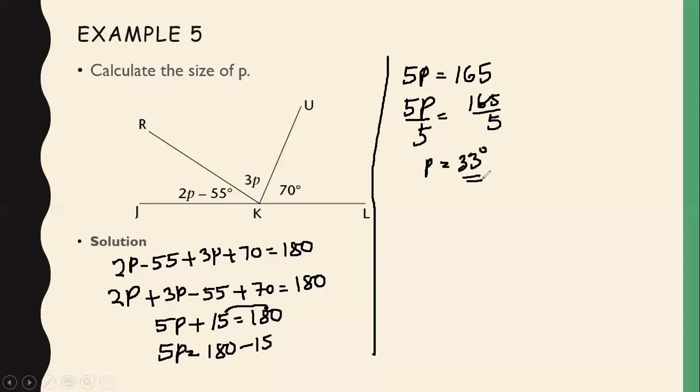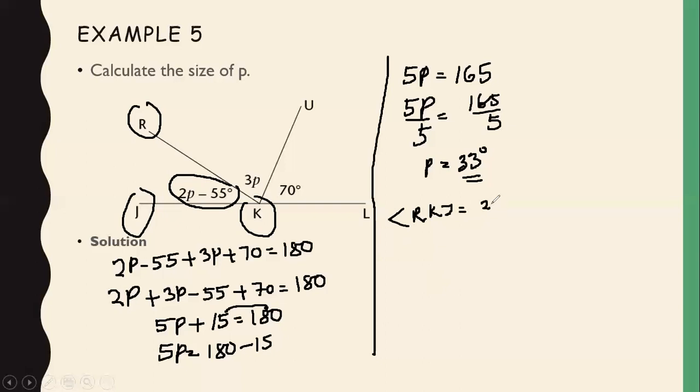Now, we might decide to extend the question by asking you to find the size of the angle RKJ. Look at RKJ here. If you are looking for angle RKJ, we are looking at this angle here, because if you draw R to K and K to J, you have this angle. So angle RKJ will be equal to 2p minus 55.